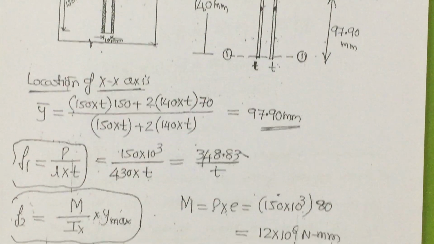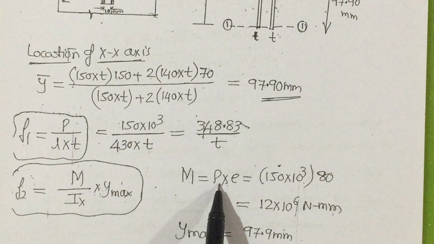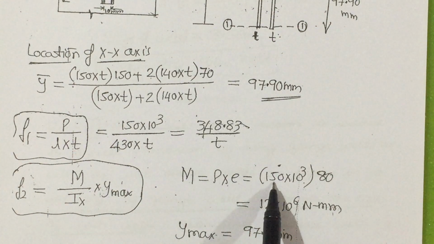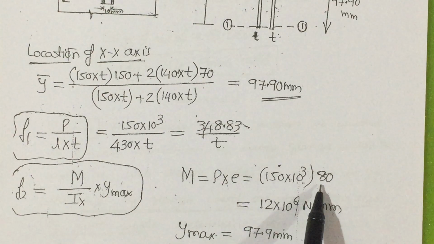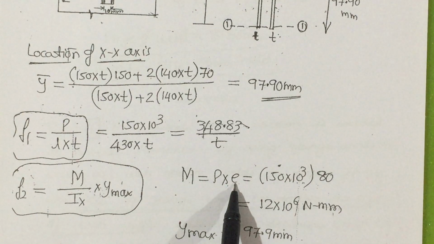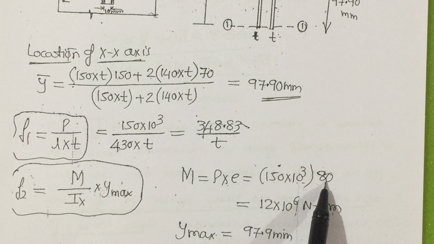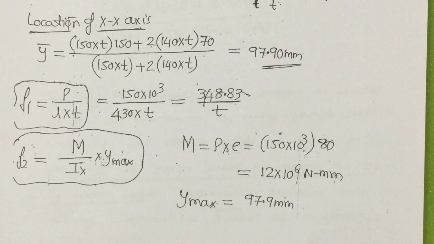Then F2 is equal to M by Ixx multiplied by y maximum. M is given by P into E. Load is given as 150 into 10 power 3, multiplied by eccentricity, which is given in the problem itself as 80. You will get 12 into 10 power 6 Newton millimeter.